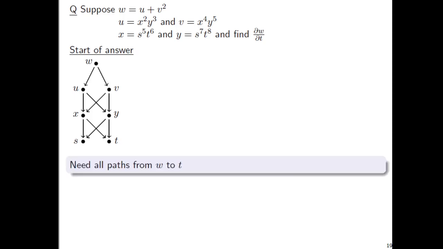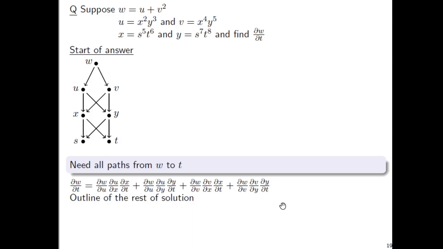So now we just need all paths from W to T if we're finding dw dt. And the paths from W to T, if I'm not mistaken, are W to U to X to T, and that creates the first term, and then W to U to Y to T, that created this second term, and then W to V to X to T, that's this third term, and then W to V to Y to T, which is this fourth term. I hope I don't have any typos in this, and I believe those are the only four paths to get from W to T, and if you're good up to right there, I think you're going to be fine.